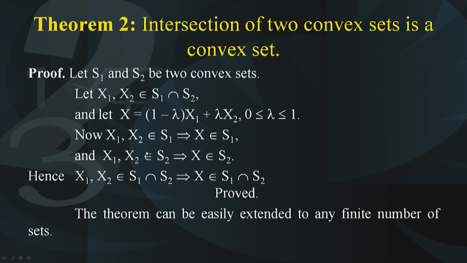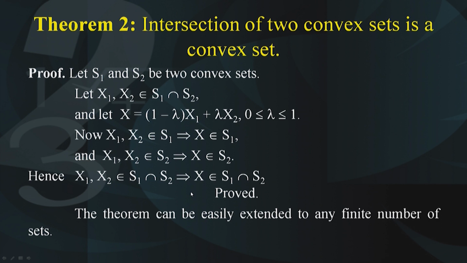Now, since x1 and x2 belong to the set S1, we can say that x also belongs to S1 because it is the convex linear combination. Similarly, x1 and x2 belong to S2, which implies the convex linear combination also belongs to S2. So what we have proved is that x also belongs to S1 and x also belongs to S2, and according to the definition of intersection, x also belongs to S1 intersection S2.